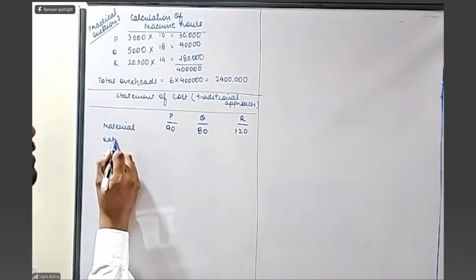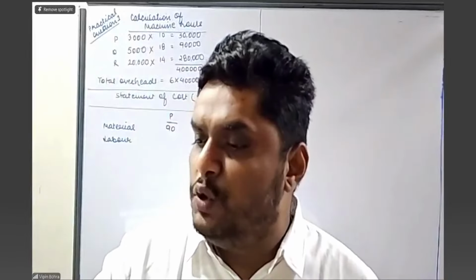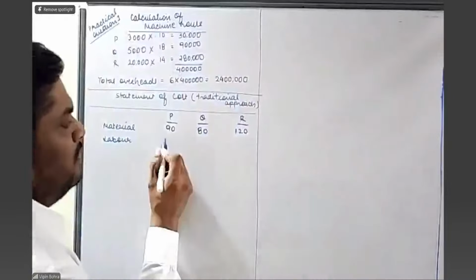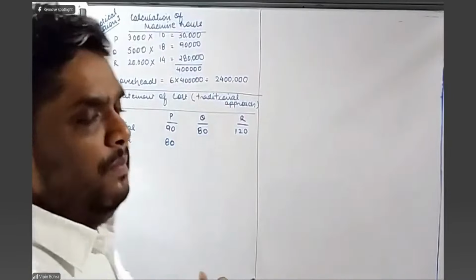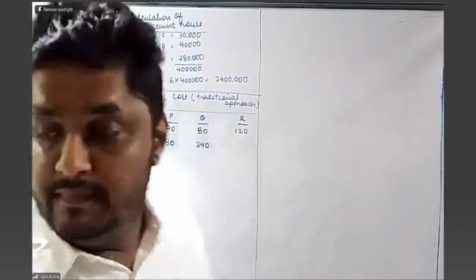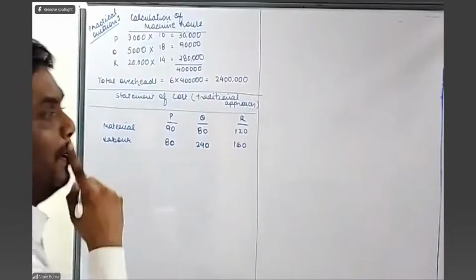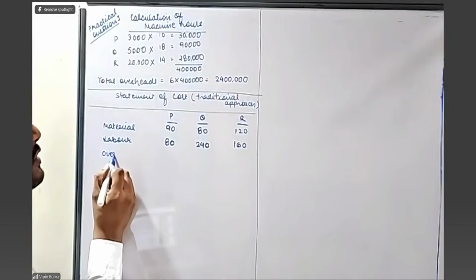Next, talking about labor cost. See, the direct labor hours per unit are given and the rate is given, that is rupees 20 per hour. So 4 into 20, that is 80. 12 into 20, that is 240. And 8 into 20, that is 160. We can easily calculate the overheads also.